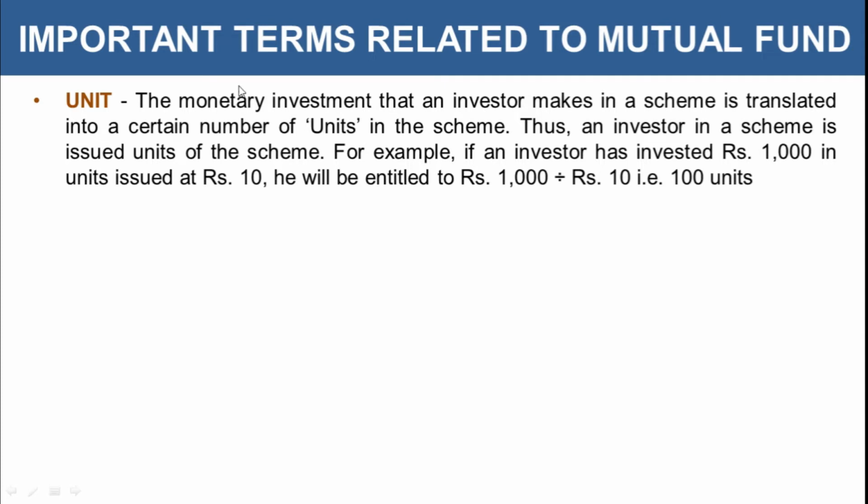Now let's move on to some important terms related to mutual funds. The first one is unit. We already talked about that you would be entitled to hold a certain number of units depending on your investment amount and the face value of that particular scheme. So the monetary investment that an investor makes in a scheme is translated into a certain number of units in the scheme. Thus, an investor in a scheme is issued units of the scheme. For example, if an investor has invested rupees 1000 in units issued at rupees 10, he will be entitled to rupees 1000 divided by rupees 10, which is 100 units.